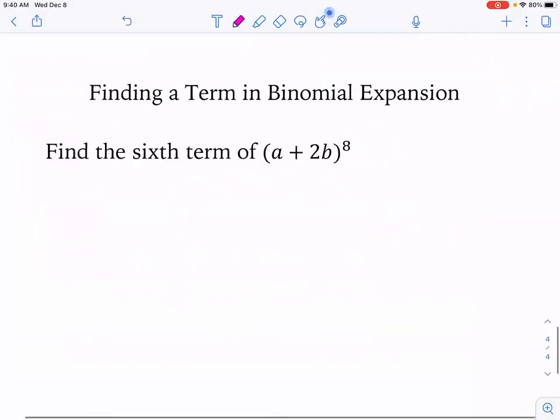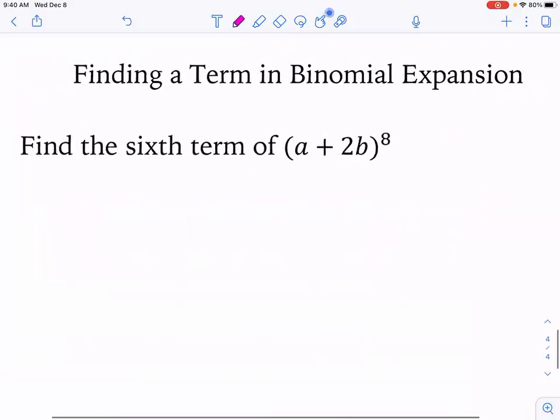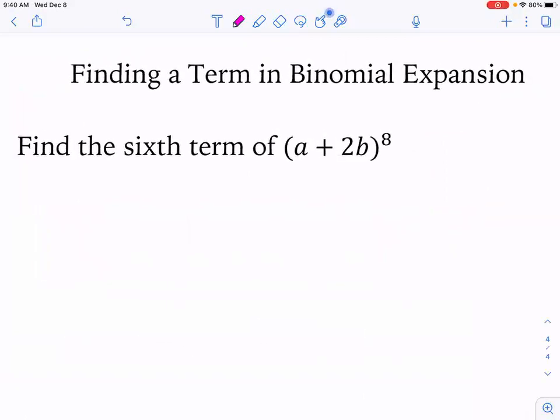Okay, now a plus 2b to the 8th. I'm not going to give you something to the 8th power and make you find all 9 terms. But I could ask you for one individual term. So go ahead and write this down, and we're going to talk about the 6th term.